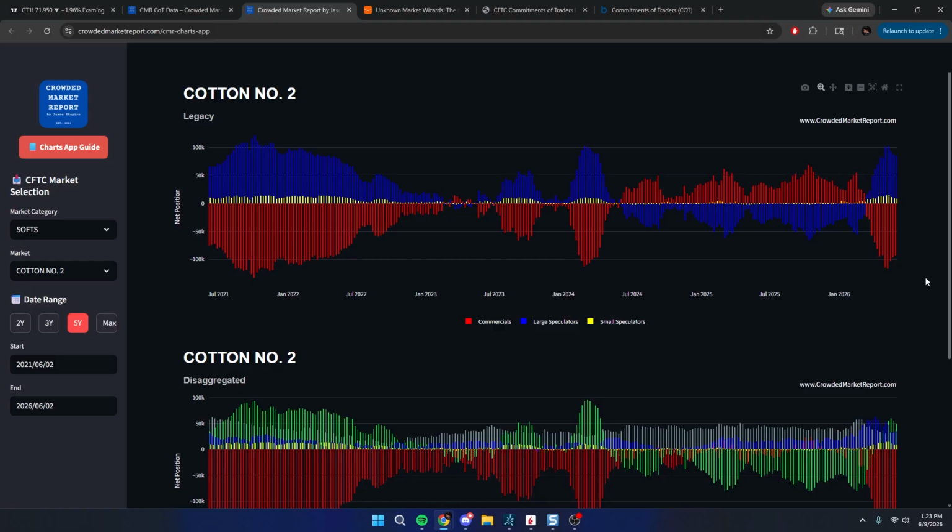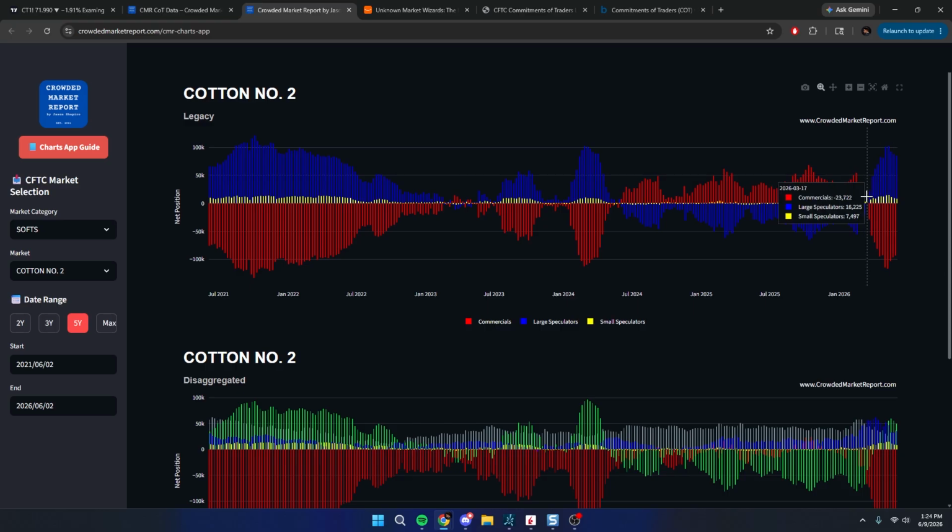We don't want to be on the side of the large speculators. We do not want to be on the side of the small speculators, okay? We want to look for opportunities on the other side of them, because we're looking for opportunities to squeeze them out of their position. Obviously, once this trade gets unwound by the big managed money, that's when we can see an explosive move.